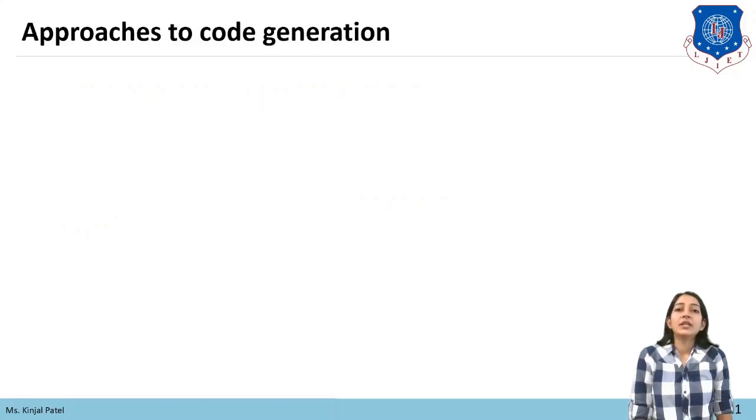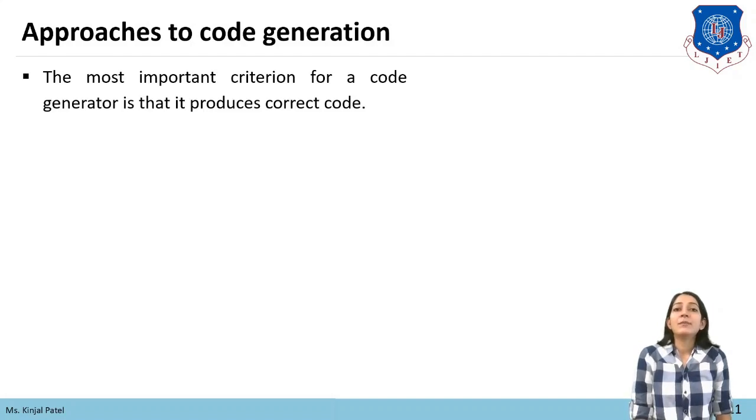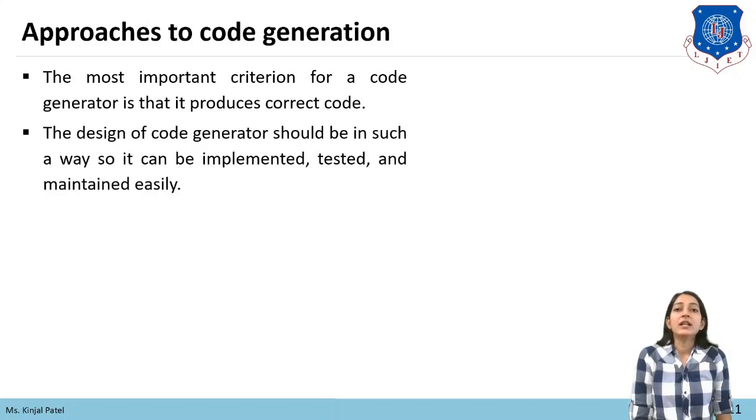Now approaches to code generation. The effective code generation algorithm is also a task. The most important criterion for a code generator is that it produces correct code. So producing correct code and choosing an effective algorithm for code generation is an issue. The design of the code generator should be in such a way that it can be implemented, tested and maintained easily.